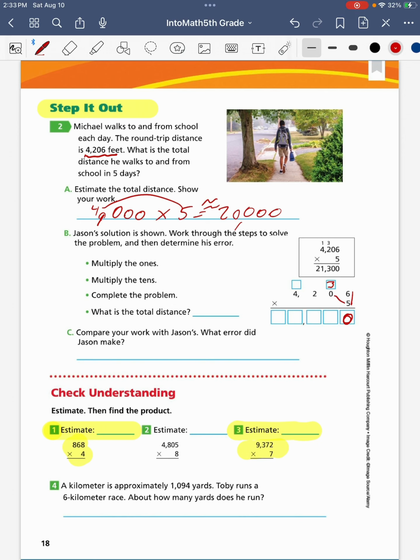Then I multiply the tens. 5 times 0 gives me a product of 0. And then I add in 3. 0 plus 3 gives me 3. Next, I multiply my hundreds. 5 times 2 gives me 10. I place a 0 in the hundreds place and carry a 1 to my thousands place. Lastly, I multiply 5 times 4,000 for 20,000 plus 1 for a total of 21,030 feet.